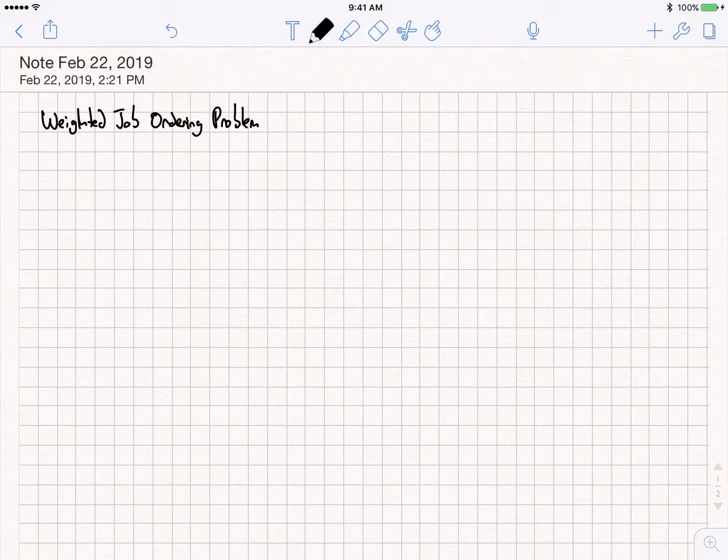Today I'll be making a quick video on a problem called the weighted job assignment problem, or rather the weighted job ordering problem. This problem is fairly simple. All it says is that we have several jobs, each with length L and weighting W.